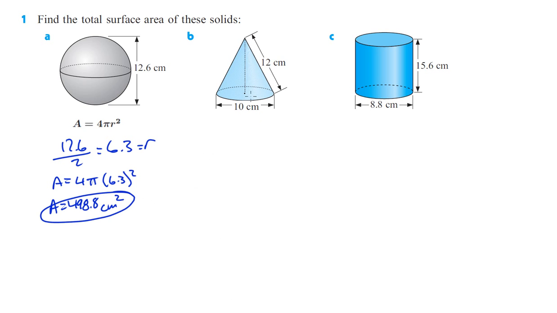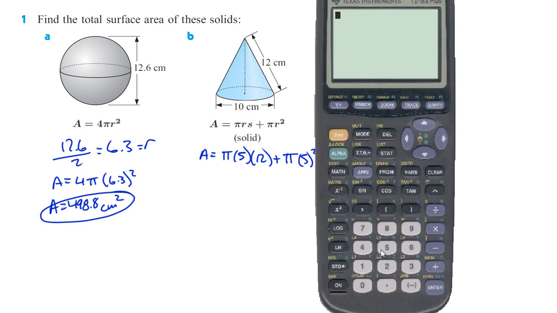Okay, next one we need to do is a cone. So the surface area for a solid cone is pi r s, where s is the slant height, plus pi r squared. So this is the area of the cone piece, and then this is the area of the circle down here. Okay, so our area is going to be pi times our radius. Half of 10 is 5, and our slant height is 12, plus pi times our radius, 5, squared. Okay, so we're just going to stick that whole thing in, and away we go.